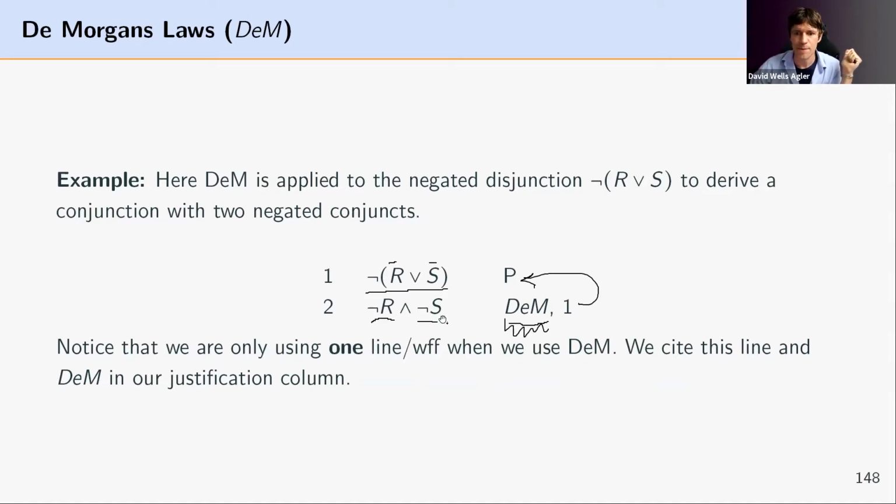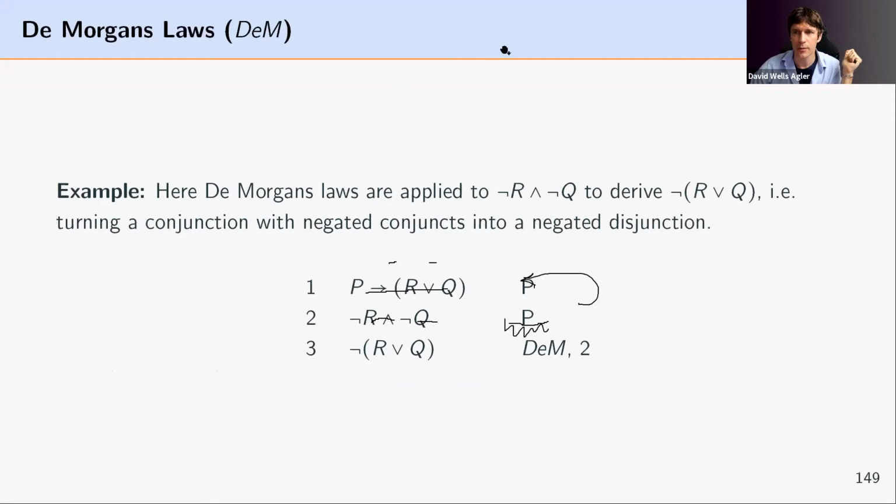Let me remove all this annotation stuff. Here is another example of DeMorgan's laws. So if you take a look at line 2, what we have is this conjunction. And one thing to note about this conjunction is both of the conjuncts are negated. So you see that at line 2, we have not R, and we also have not Q. And so we can use DeMorgan's laws.